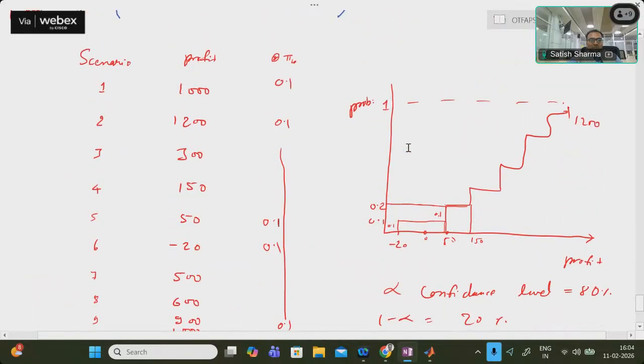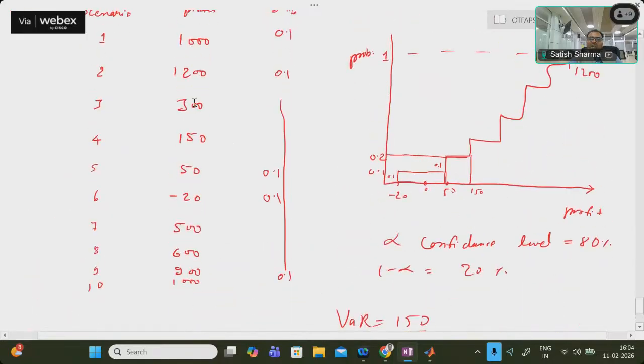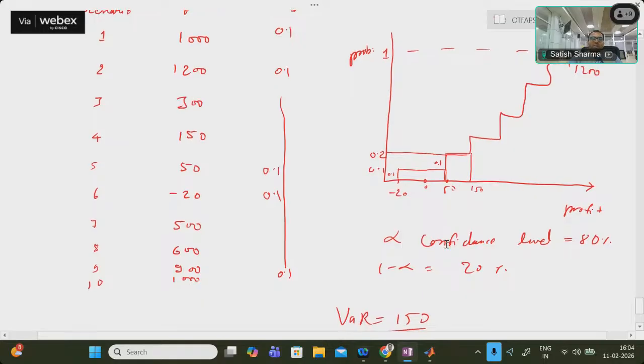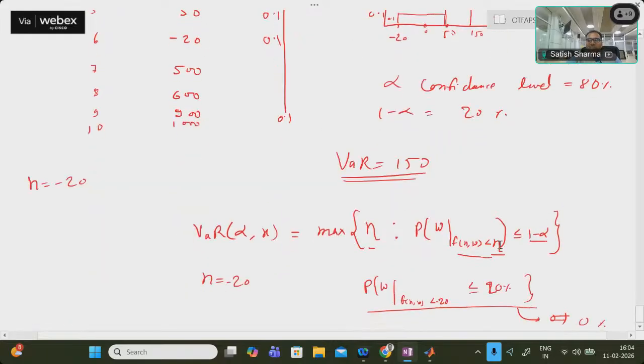If I move further away, like let's say consider 300. So for 300, these three values will be lesser, and the total summation of these three probabilities will be 0.3. So 0.3 is not less than 0.2, which is 1 minus alpha. So 300 can never be the value at risk. So this is how we can calculate the value at risk.